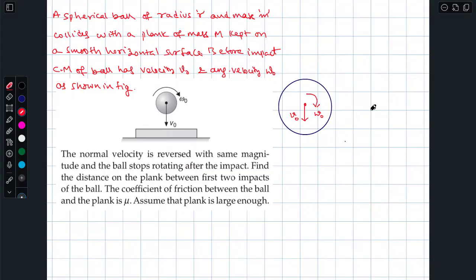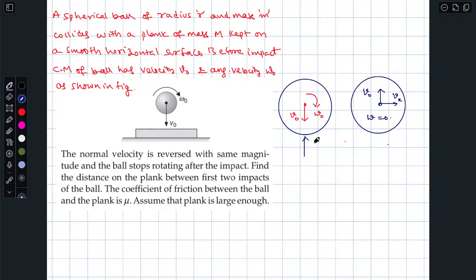Angular velocity omega naught. After the impact, velocity V naught. You set the same V naught, and omega naught. Please try to understand, there will definitely be a horizontal velocity Vx for this. I'll explain.